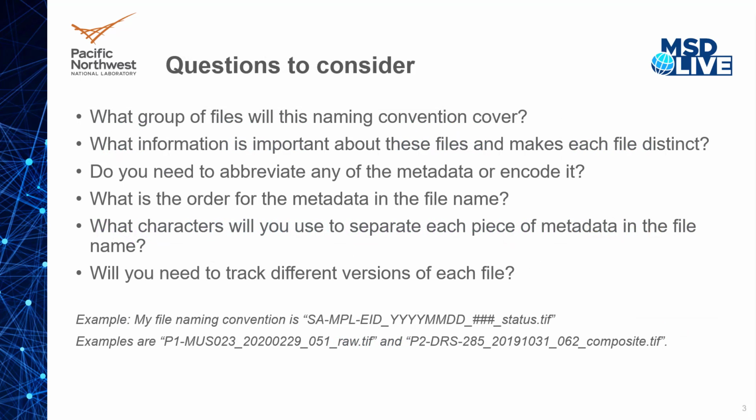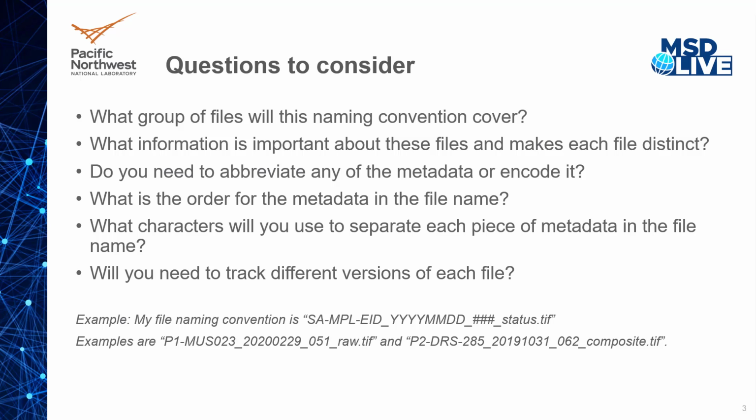First, what group of files will this naming convention cover? You can use different conventions for different file sets, or use similar conventions for similar groups of files, if it makes sense to do so. Next, we start to consider what's in these files to help us describe them. What information is important about these files and makes each file distinct? Ideally, you're picking about 3 pieces of metadata here, and never any more than 5.